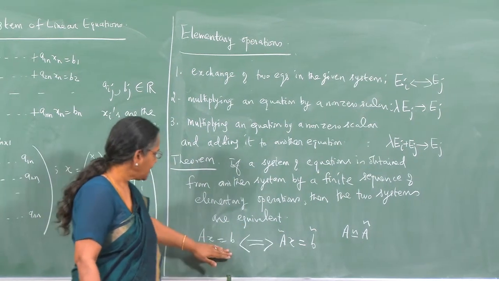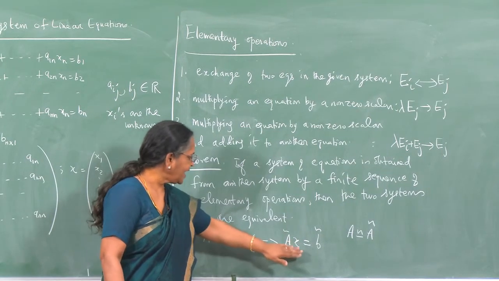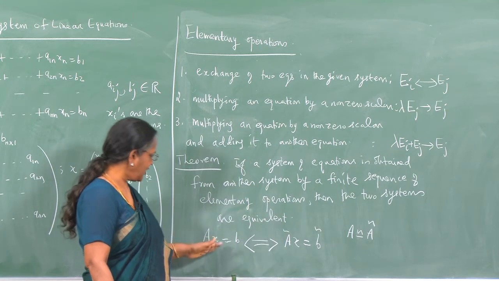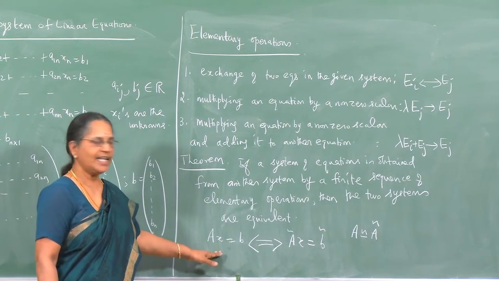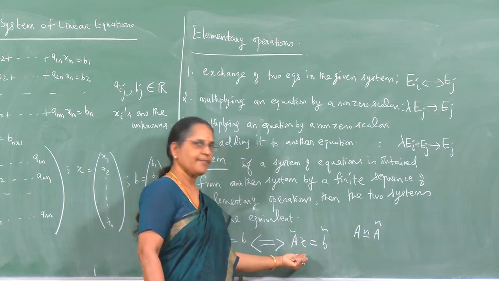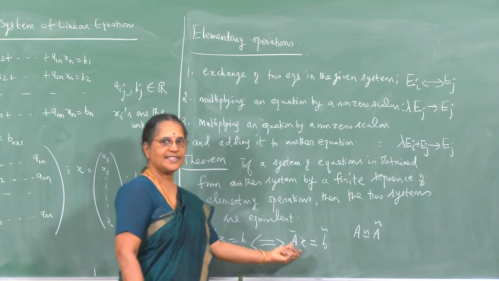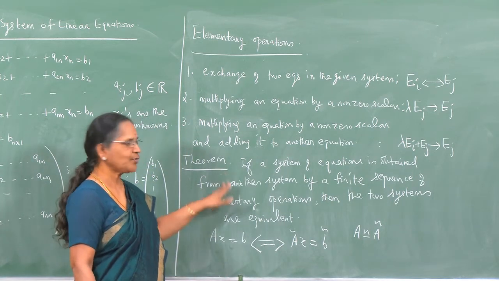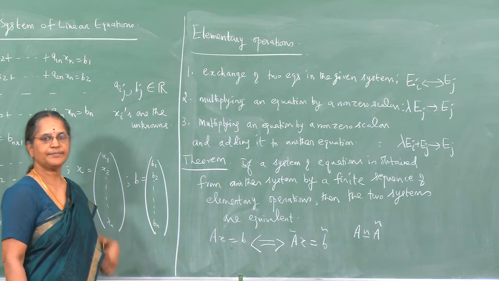So, the system obtained after finite sequence of elementary operations is equivalent to the original system, and therefore, if we solve the new system and obtain its solution, then the solution of this system is the same as the solution of the original system. That is what this result says.